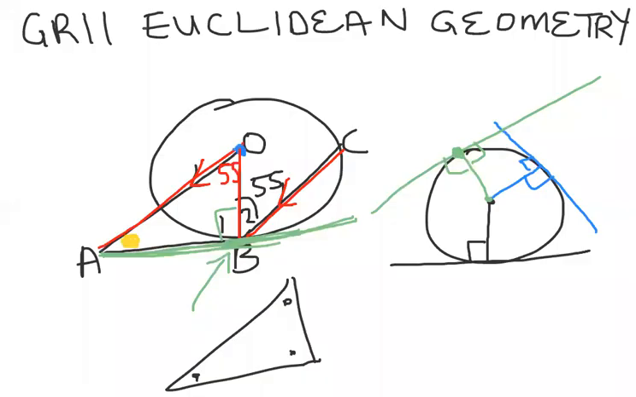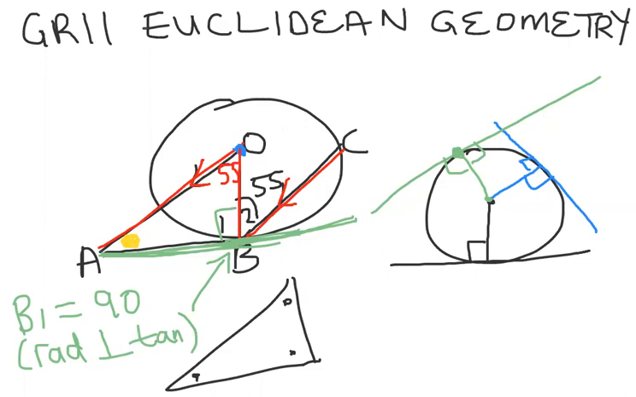And the correct definition that we use, we say, so I'm just going to put here, B1 equals 90 degrees. The reason for that is because a radius is always perpendicular to a tangent. So the radius is this line over here from the middle point to the end of the circle. That's a radius, and it's perpendicular to a tangent. That's why that is 90 degrees.